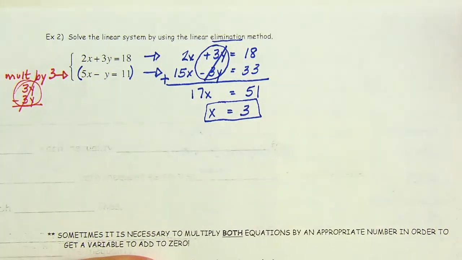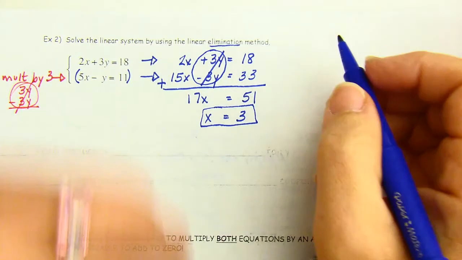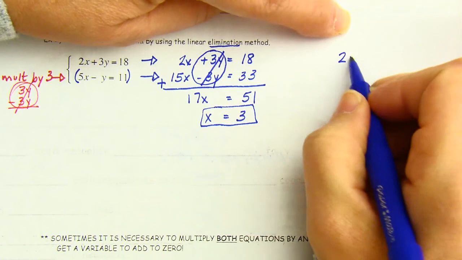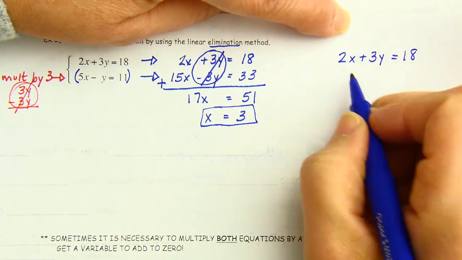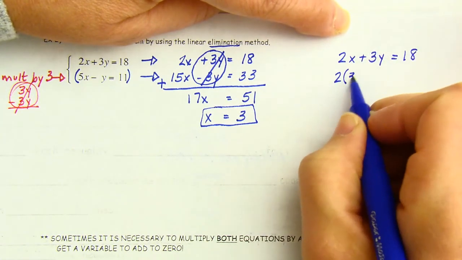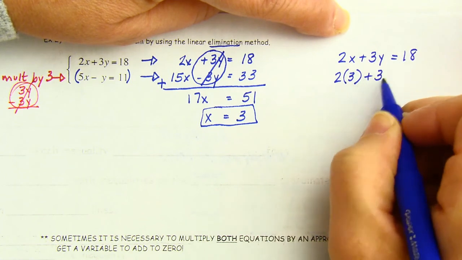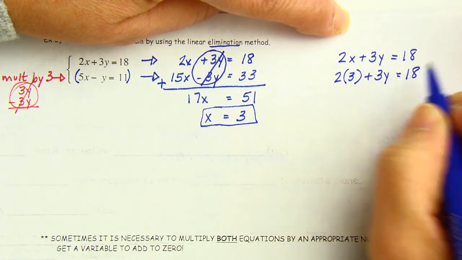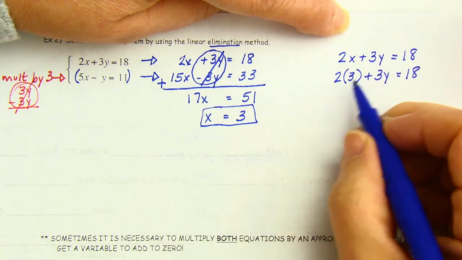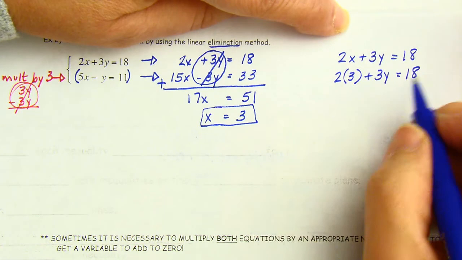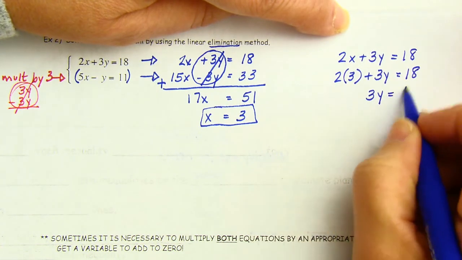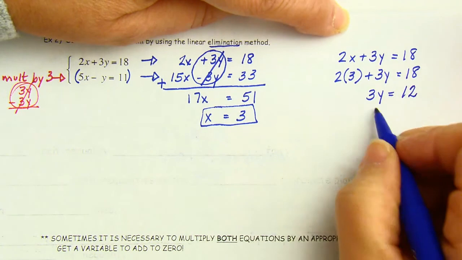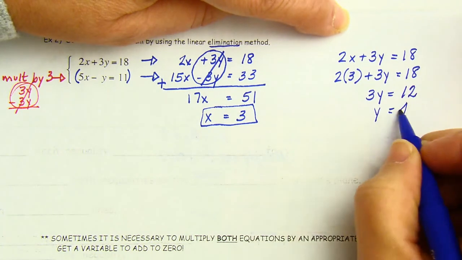Now I'm going to choose one of the equations to find the y. I choose the top equation, 2x plus 3y equals 18. 2 times x, which is 3, plus 3y equals 18. This is 6, and when I subtract 6 from 18, I get 12. So 3y equals 12. And when I divide, y is 4.